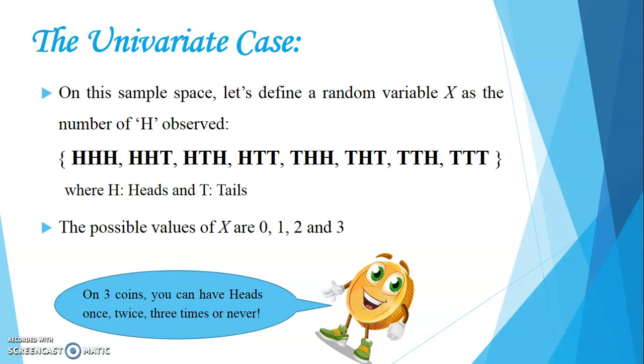You have 3 coins that you have tossed. So the minimum number of heads that you can have is 0. This happens when all the 3 coins will give you tails. You have all 3 tails, which clearly implies there are no heads, therefore x is 0. And the maximum possible value that x can take is 3. That will happen when you have heads on all the 3 coins that are tossed. Alright, so you have 3 coins, so you can have heads once, twice, 3 times, or never.